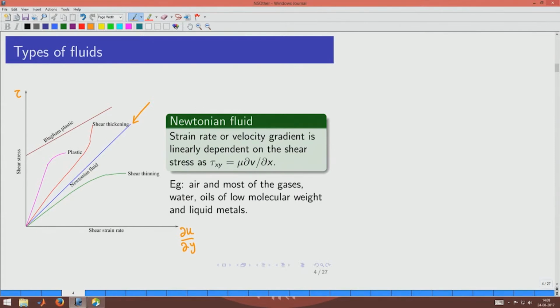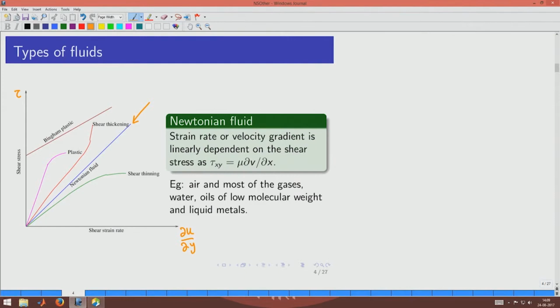Which means that for an infinitesimally small velocity gradient you would require a very small amount of shear stress to cause it, and vice versa. An infinitesimally small shear stress would immediately lead to velocity gradients being set up. Okay, and this kind of behavior is called the Newtonian behavior, and the fluids that exhibit this are called Newtonian fluids. And luckily for us, most of the fluids that we encounter in engineering problems are Newtonian fluids. So, air, all the gases, water and oil, etc., are all Newtonian fluids, and in metallurgy, particularly, liquid metals are known to be Newtonian fluids for most of the strain rates that we encounter.